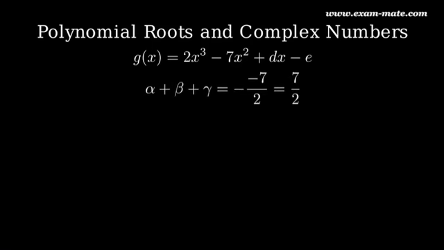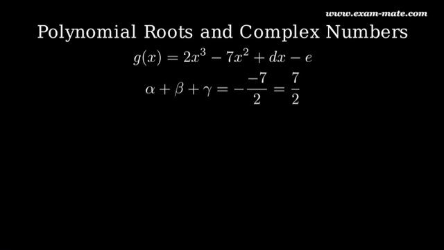Let's solve this complex problem involving polynomial roots step by step. We'll break it down into three main parts. Let's start with part A. We have a function g of x equals 2x cubed minus 7x squared plus dx minus e, where d and e are real numbers. Alpha, beta, and gamma are the three real roots of this equation. To find alpha plus beta plus gamma, we can use Vieta's formulas. For a cubic equation, the sum of roots equals the negative of the coefficient of x squared divided by the coefficient of x cubed.